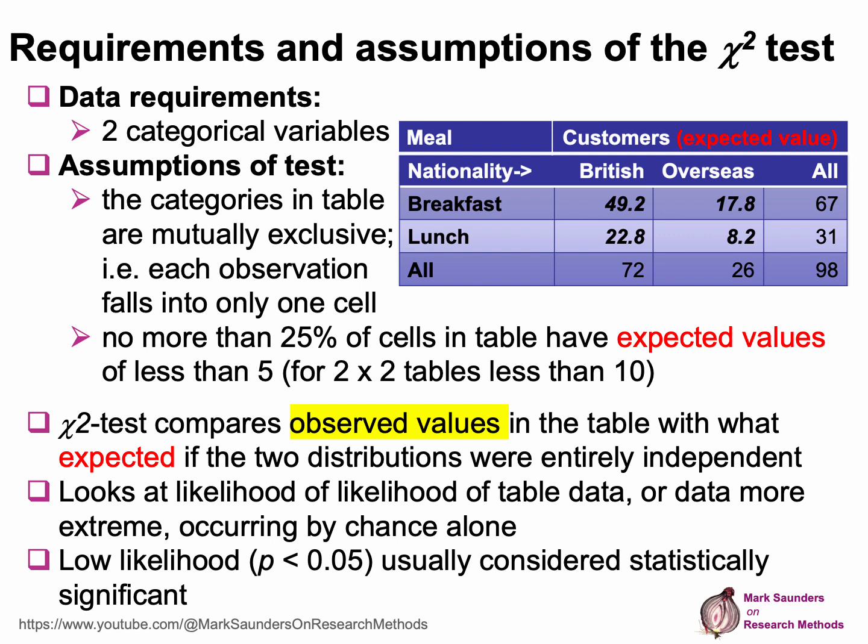The chi-square test compares the observed values, which we saw in the previous slide in our table, with what is expected if the two distributions are entirely independent, and that's what we've got calculated in the table now. It looks at the likelihood of the table data, or data more extreme, occurring by chance when making this comparison. And when there's a low likelihood, in other words a p or probability of less than 0.05, we normally consider that this is statistically significant.